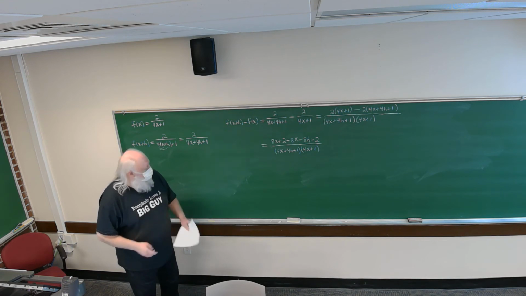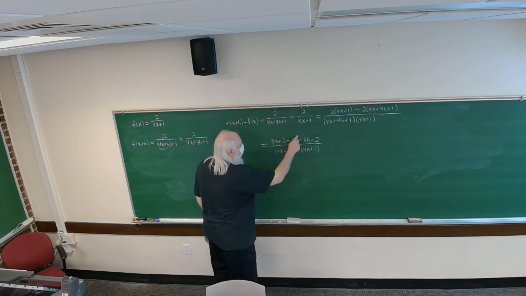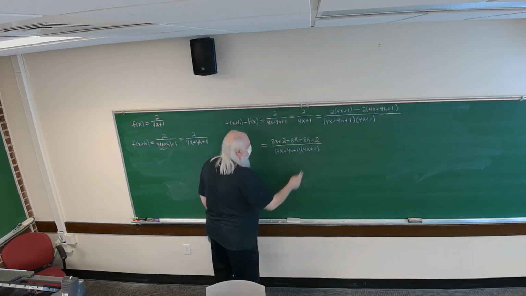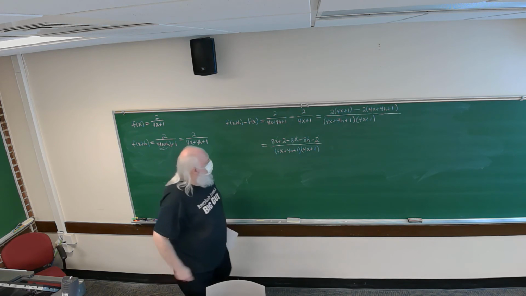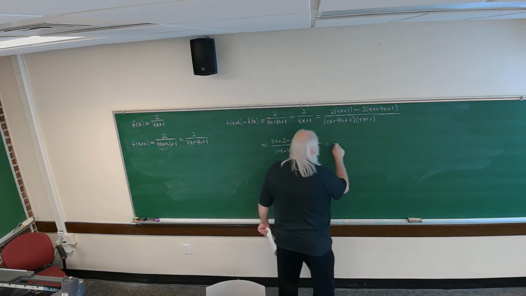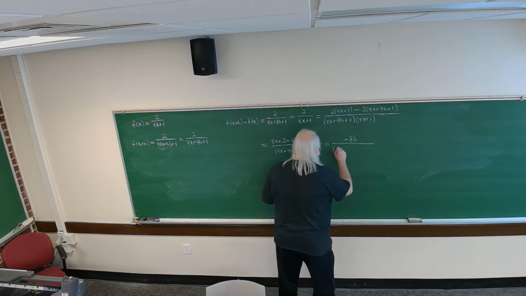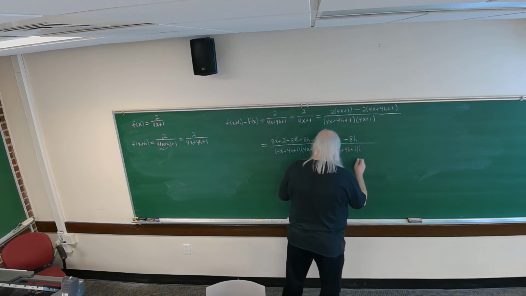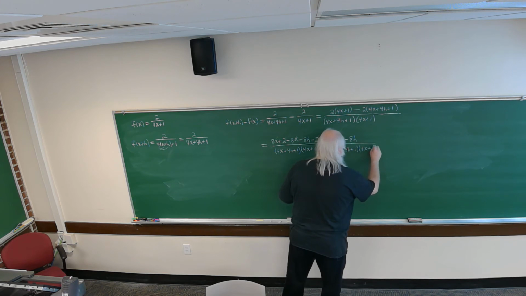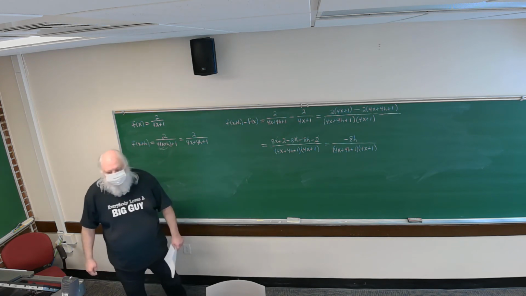Well, in the numerator, there are terms that cancel, right? We got 8x minus 8x, we got 2 minus 2, and we're just left with minus 8h in the numerator. And minus 8h in the numerator over the common denominator 4x plus 4h plus 1 times 4x plus 1. So that's what f of x plus h minus f of x is equal to.